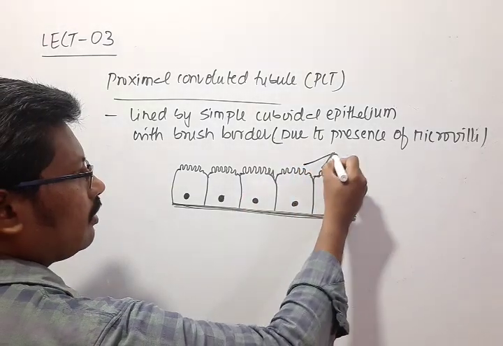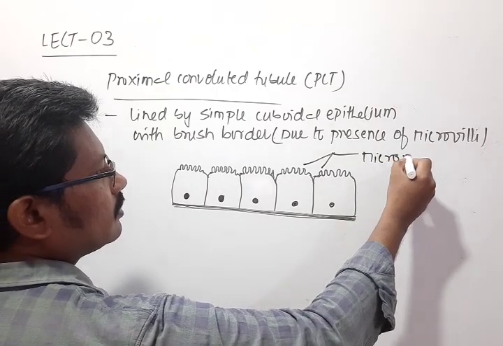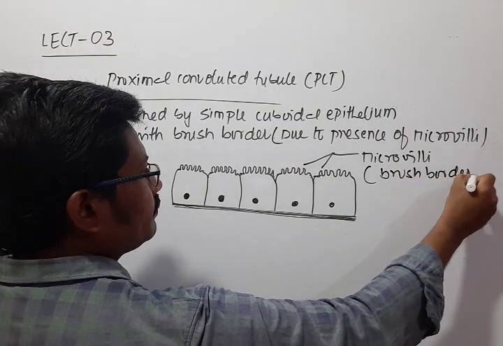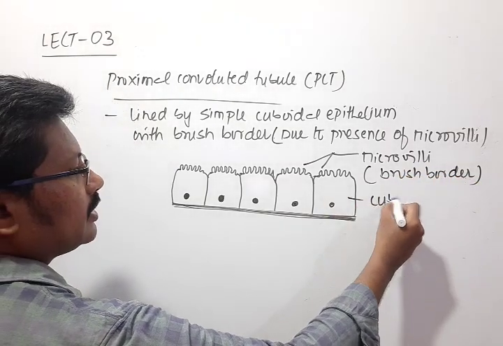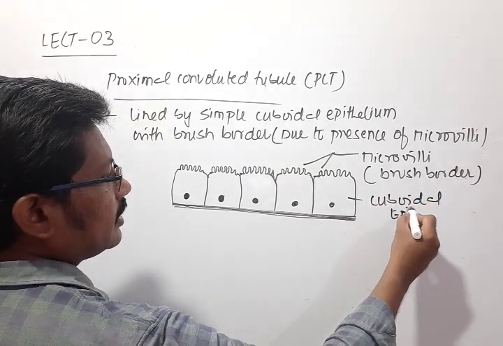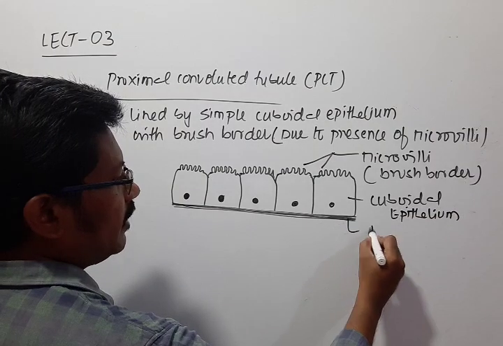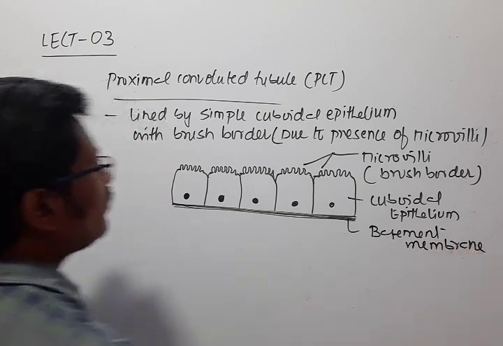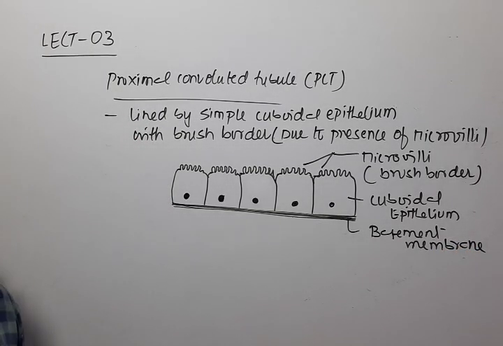So these are all the microvilli, which we call the brush border. This is the cuboidal epithelium, and you will find the basement membrane. So the proximal convoluted tubule is lined by the cuboidal epithelium that has the brush border, and this brush border helps in increasing the surface area for absorption.